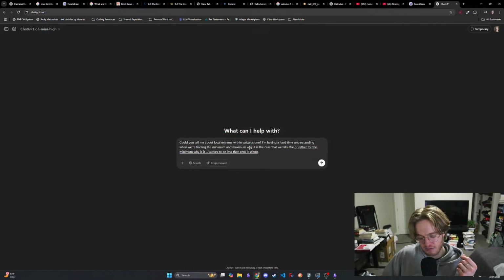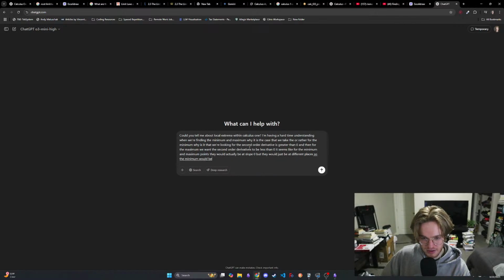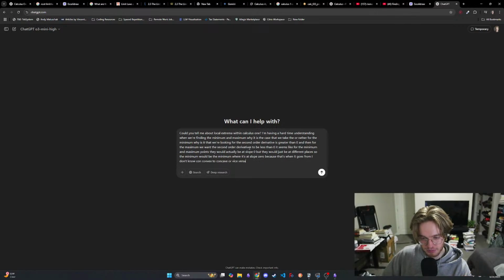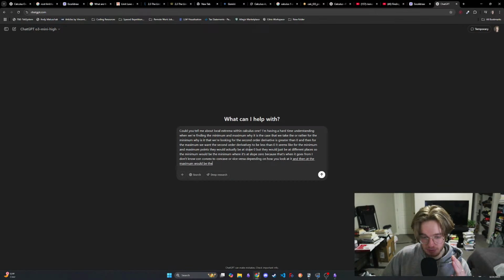It seems like the minimum and maximum points would actually both be at slope 0, but just at different places. So the minimum would be where it's at slope 0, because that's when it goes from, I don't know, convex to concave, or vice versa, depending on how you look at it. And then the maximum would be the point before the inverse occurs. So if you could describe that.